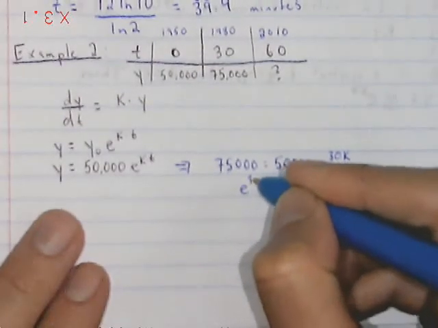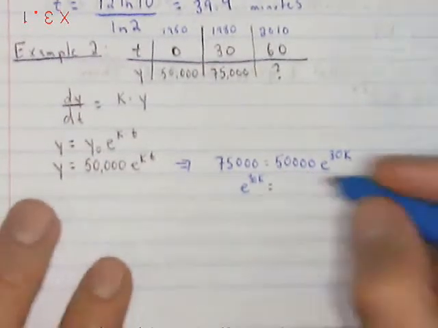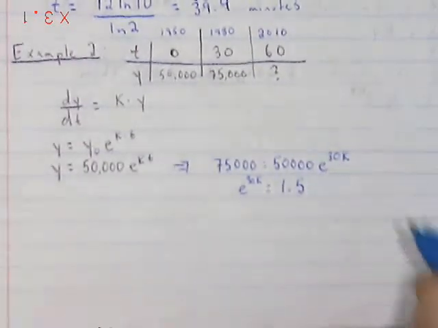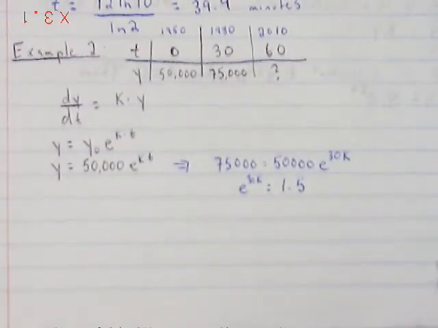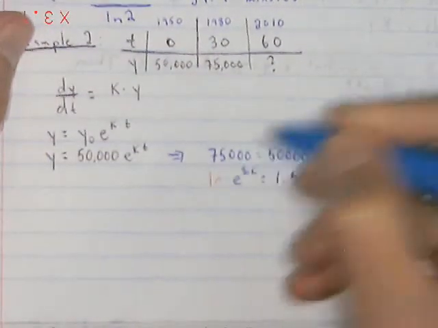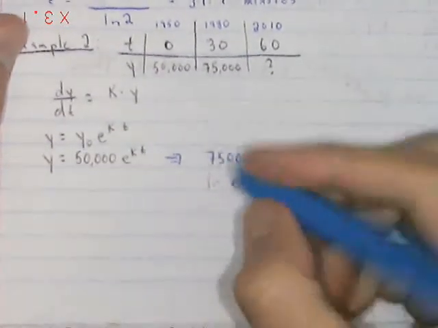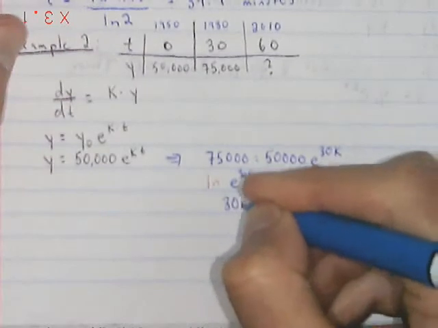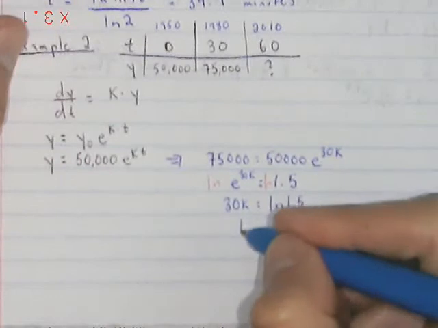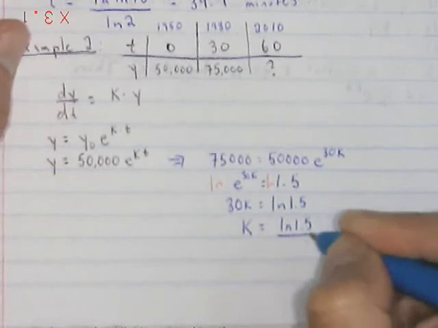So e to the 30k then will be 75,000 divided by 50,000, which is 1.5. Hitting both sides with the ln so that we can bring down that exponent and solve for k. We get that 30k is equal to the ln of 1.5, and that k is equal to the ln of 1.5 divided by 30.